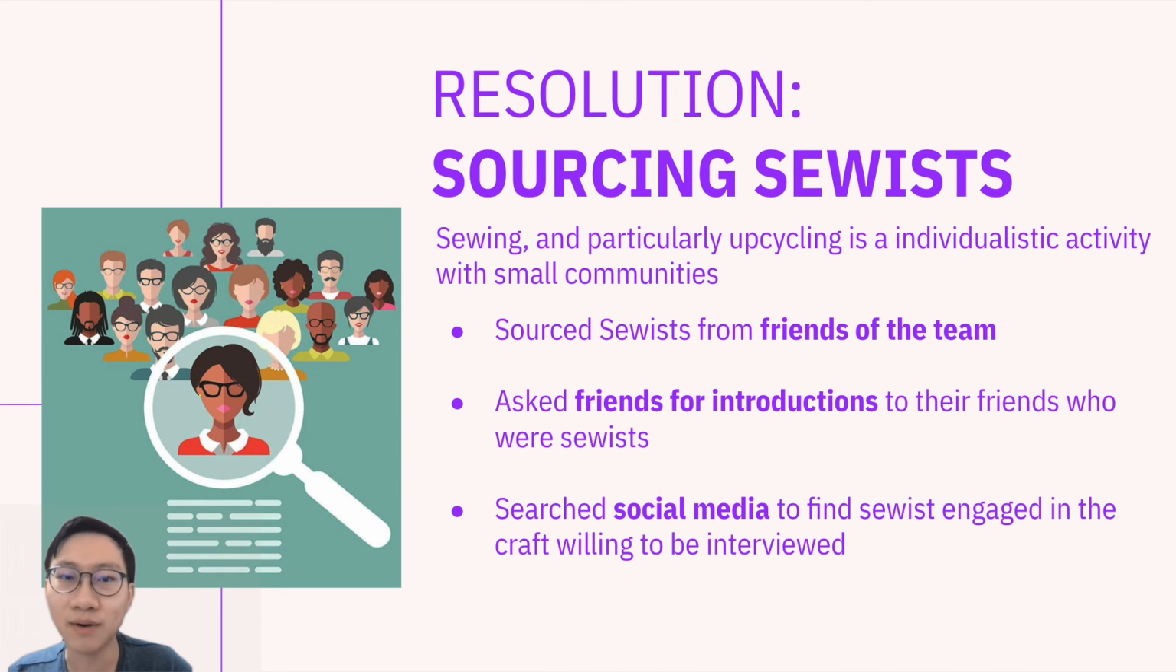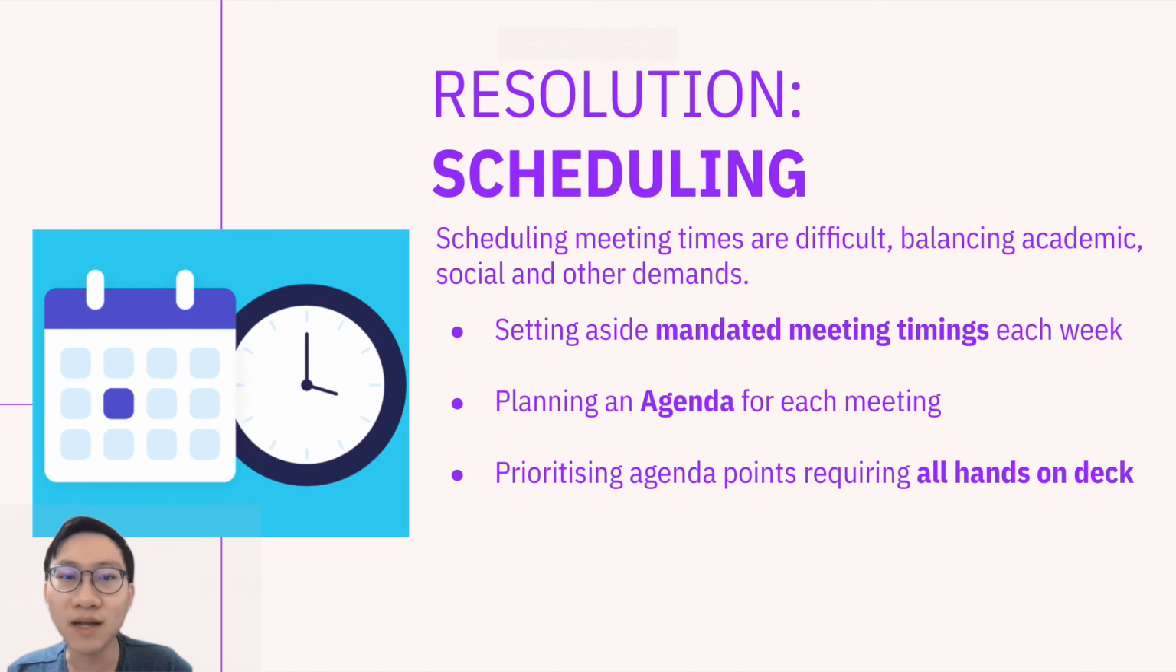We also sourced around our social networks and social media to find target users, as not many of us personally knew upcycling hobbyists. We scheduled a weekly timing to keep free from meetings, prioritizing tasks involving everyone, as well as planning an agenda to keep on track.